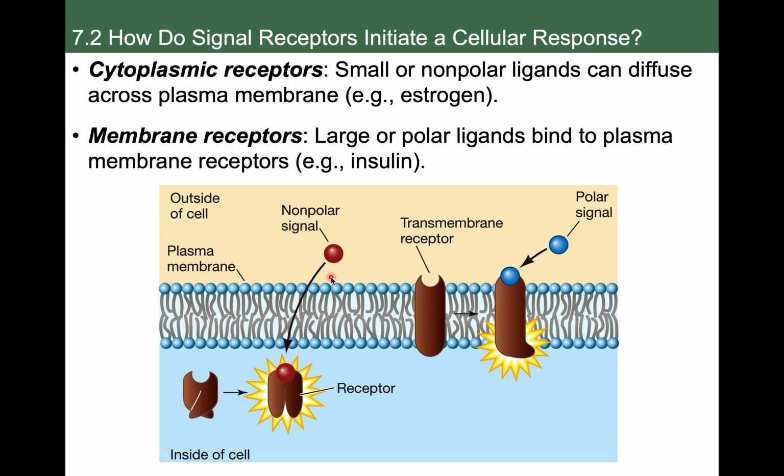So we've talked about the fact that hormones are usually small nonpolar molecules that can actually diffuse right across the membrane. So for those hormone signals, they don't necessarily have to bind to a receptor that's outside the cell, right? They can actually go into the cell and bind to a cytoplasmic receptor.